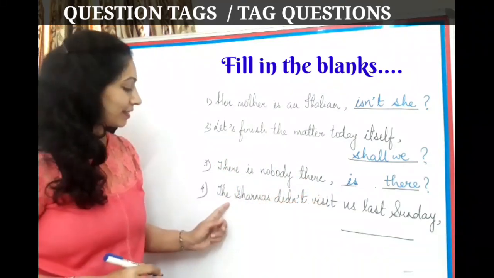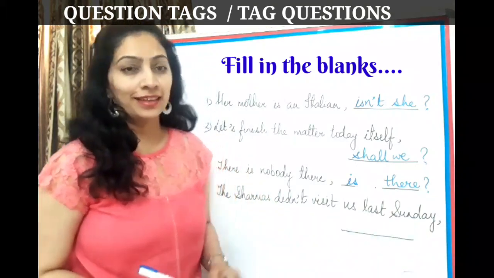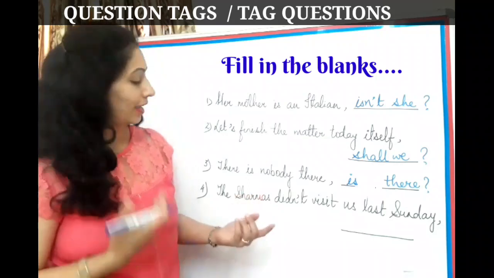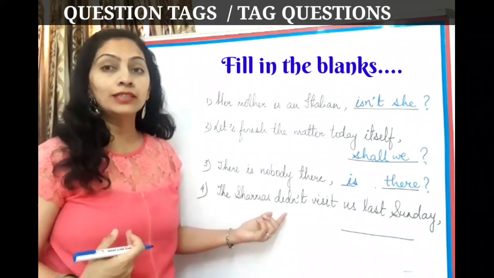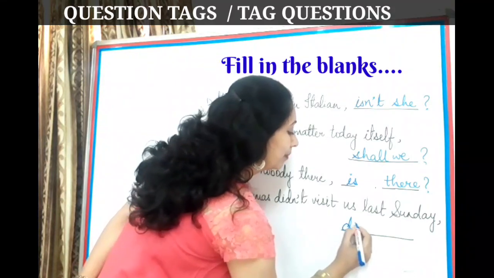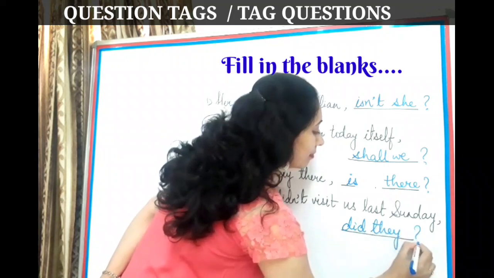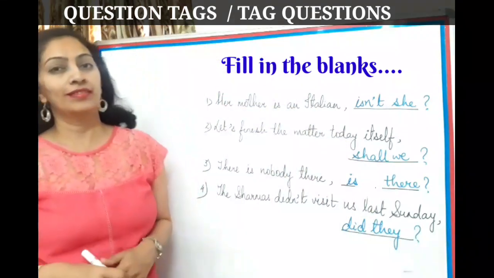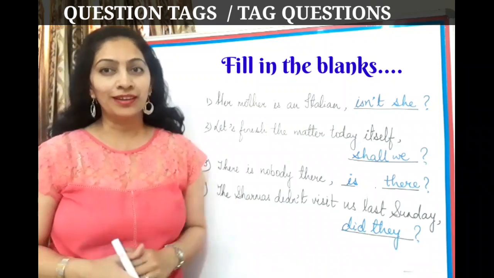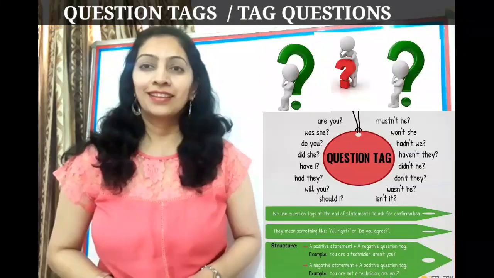It will be next. The Sharmas didn't visit us last Sunday. It's a normal, simple past statement. And you have this verb didn't. So I'm going to write here. Did they? These are your answers. You can check them with your own and find out how you have progressed.